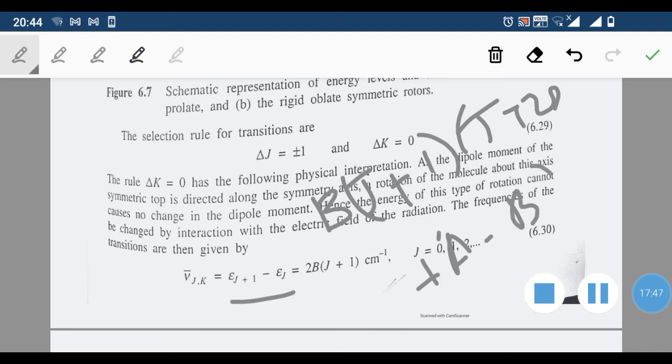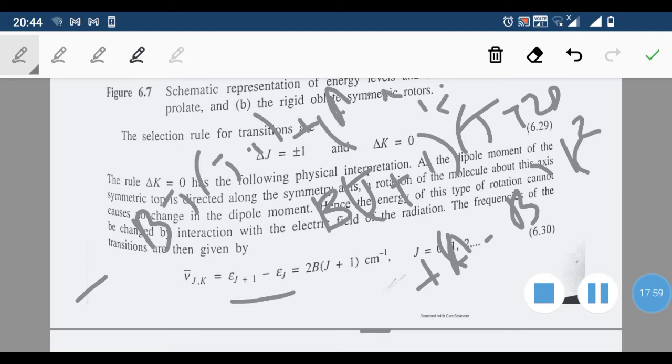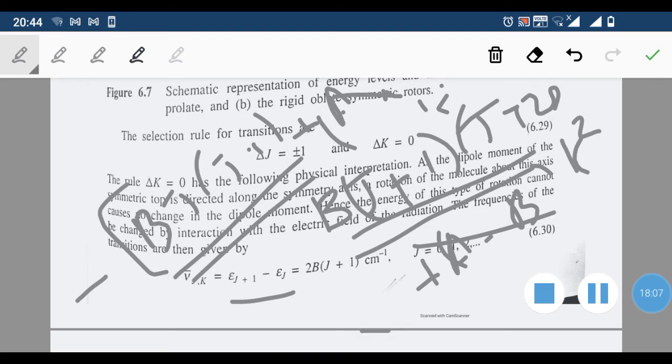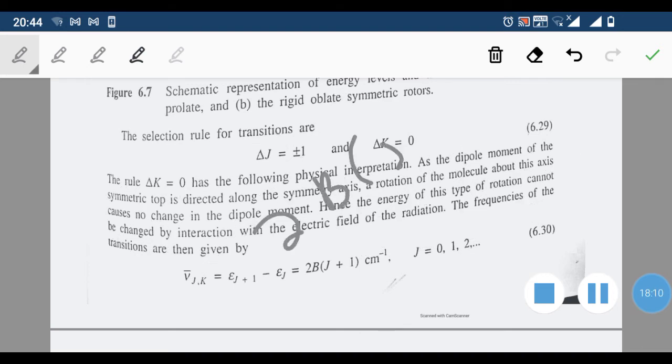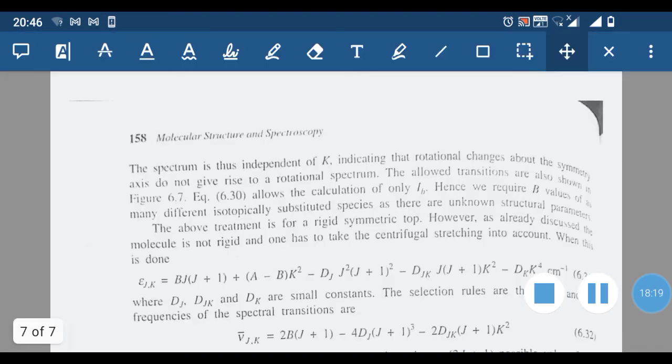then plus A minus B into K square for the first one, minus, for the second one, B J into J plus 1, then plus A minus B into K square. So this A minus B into K square from both sides cancels, and by reducing this we have already done that, and the value obtained is equal to 2B into J plus 1 centimeter inverse, where J can take the values 0, 1, 2, etc. So by analyzing the spectrum we can say that the frequency of the spectral line depends only on the value of I B, or only on the value of B.